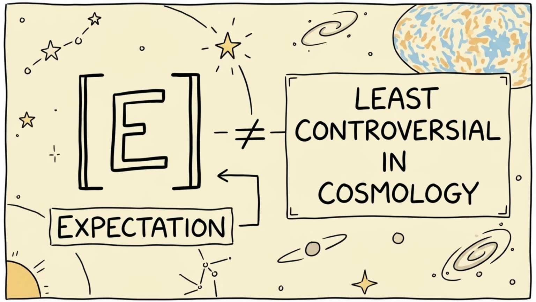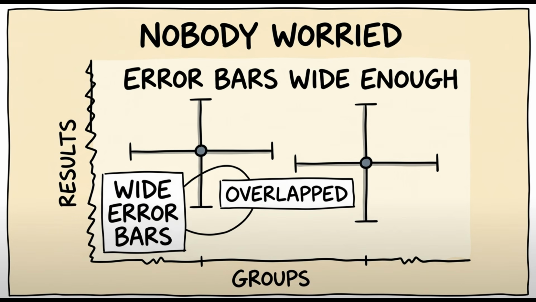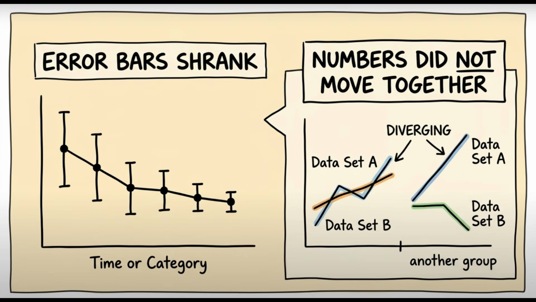The expectation is the least controversial in cosmology. Measure the expansion rate from the early universe and measure it from the local universe. And the two must converge, because they are measurements of the same universe. For decades, the error bars were wide enough that they overlapped and nobody worried. Then the error bars shrank, and the numbers did not move together.